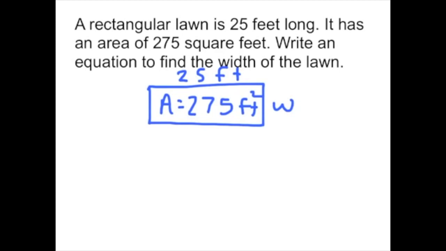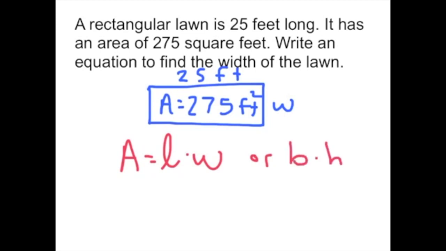Well, the equation for finding area of a rectangle is area equals length times width, or you could even do base times height. Area equals, well, the length is 25 feet times the width, which we don't know. And actually, we can erase the a, because we know that. That's 275 feet squared.